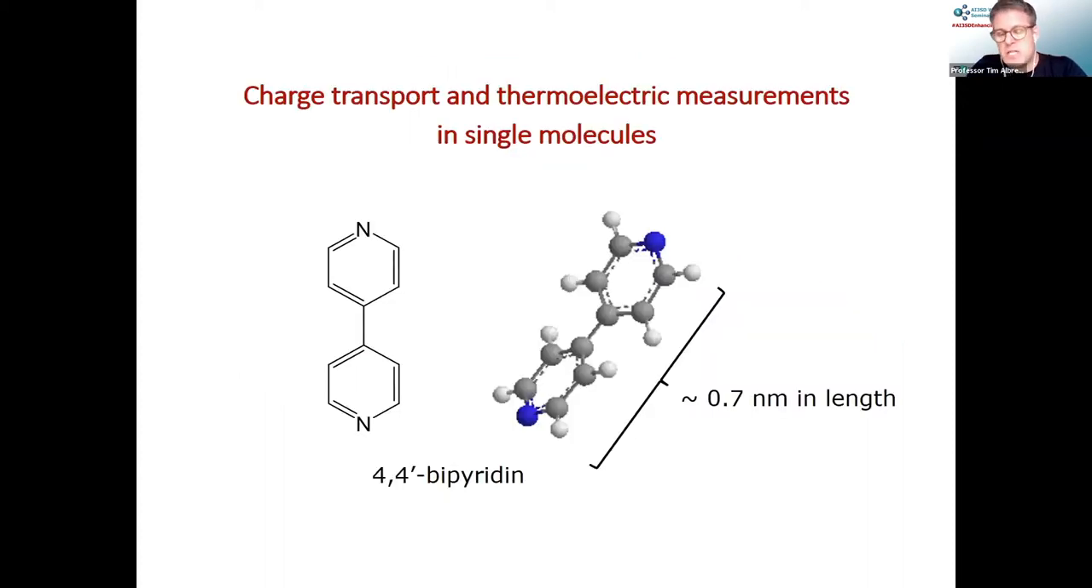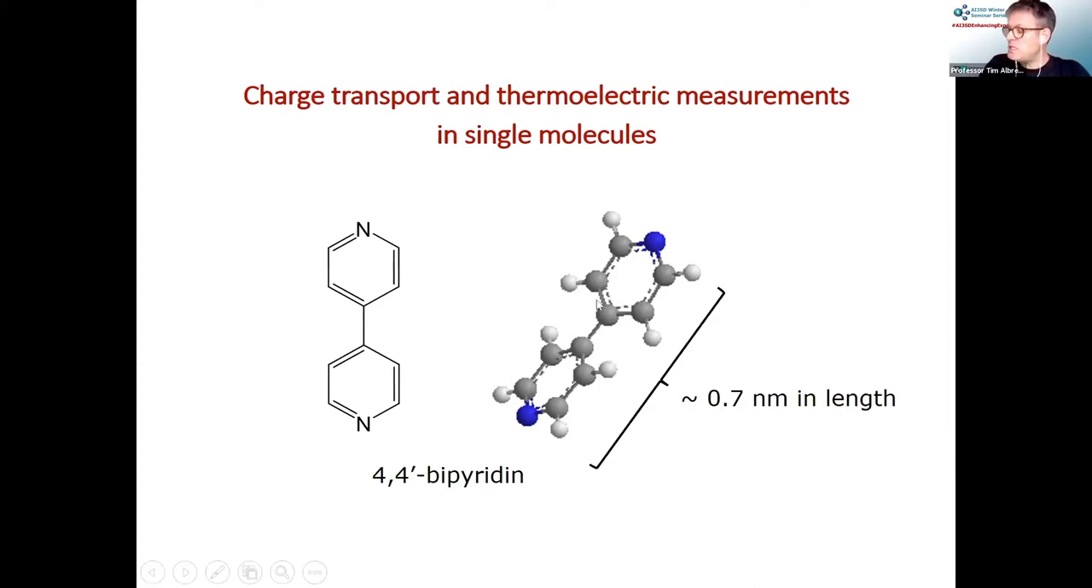And as I said, today I'll talk a little bit about our work on single molecule charge transport. If you're not familiar with the area, I'm just going to give you a flavor of what that implies. This one here is 4,4' bipyridine. This is a very simple molecular wire, as we call it. You see the two nitrogen groups here, and you can use these to connect this molecule to two electrodes, for example, if you wanted to study its charge transport properties.